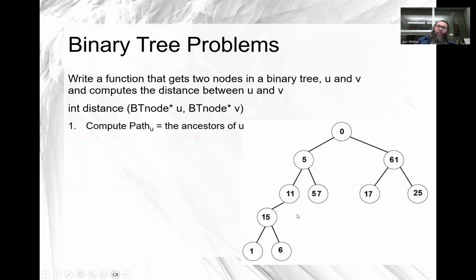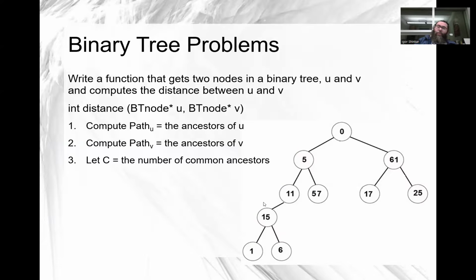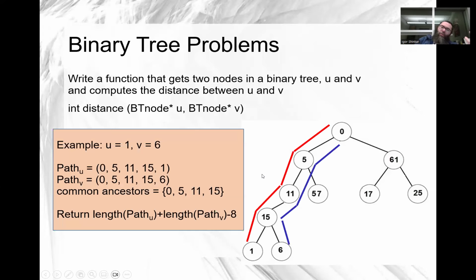So it turns out the algorithm is the following. Compute the path of u, compute the path of v, count the number of common ancestors, and return the length of the path of u plus the length of the path of v, minus twice the number of common ancestors. So this is how it works out. If you have 4 common ancestors, 1, 2, 3, 4, you just subtract 8, and then you get exactly 1, 2.